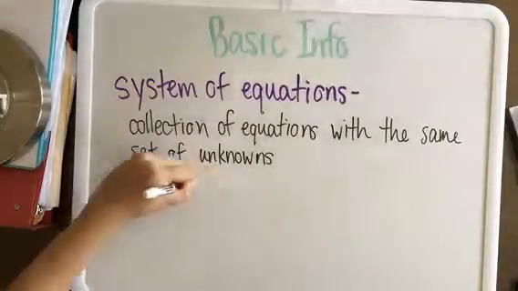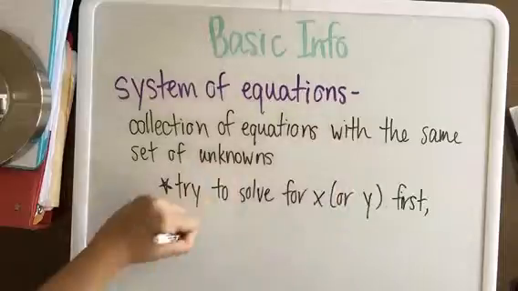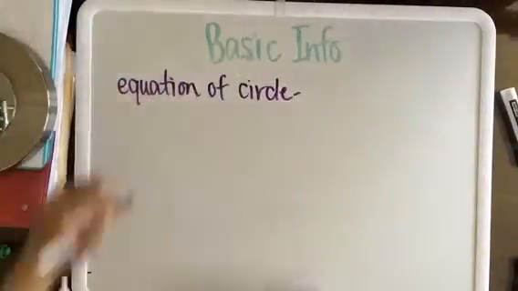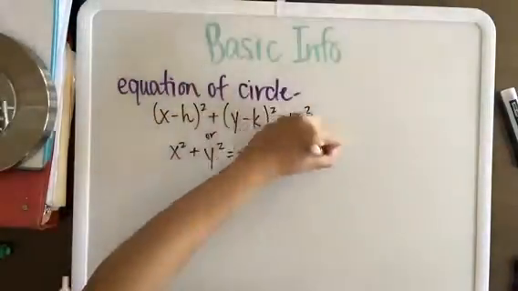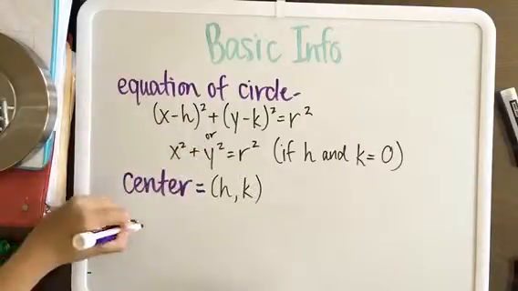Next is the equation of a circle. To find the intersections of the circles, you need to have the equations of both the circles. The equation of a circle is (x minus h) squared plus (y minus k) squared equals r squared, where h and k is the center of the circle and r is the radius.